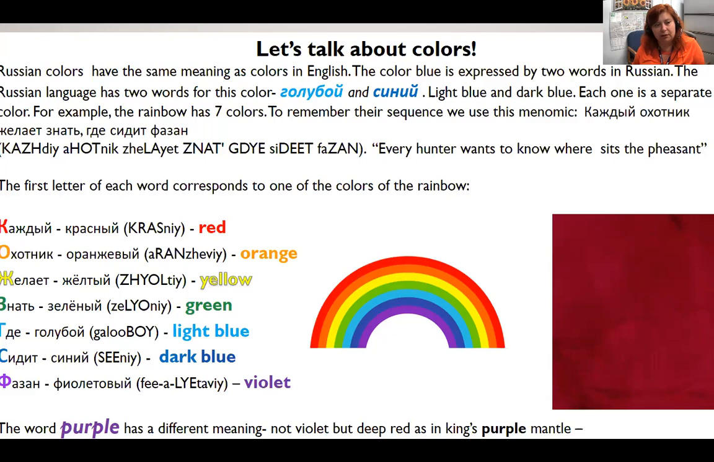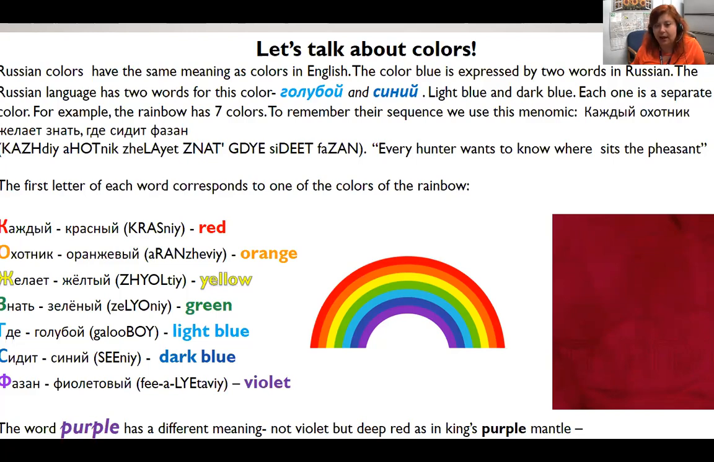The next word is желтый. The color желтый starts with the same letter, yellow. And the word is желает, wants. The hunter wants to know. So we start with red, каждый. Then охотник, orange, оранжевый. And then желтый, yellow. The word in Russian is желает, wants.